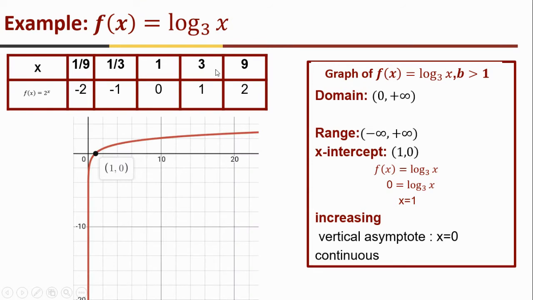So, this is now the graph. What did we observe in the graph? As x increases, what happens to y? y also increases. And our intercept is (1, 0). Okay?